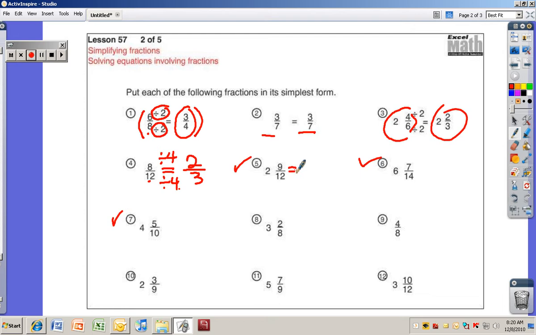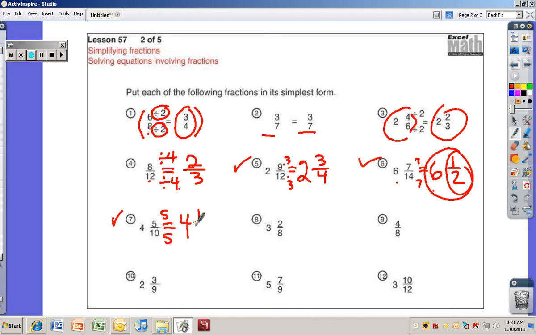All right, 2 and 9/12. Don't forget the 2. You can't just throw that one away. And then we divide 9 and 12. Both can be divided by 3. 9 divided by 3 is 3. 12 divided by 3 is 4. 2 and 3/4. All right, number 6. Again, don't forget the 6. We can't throw that away. 6 and 7/14. 7 and 14 can both be divided by 7, and so that's 1/2. The answer to this is not 1/2. It's 6 and 1/2. You have to put the 6 back in there. Number 7, you can divide top and bottom by 5 here, and so the answer is 4 and 1/2.